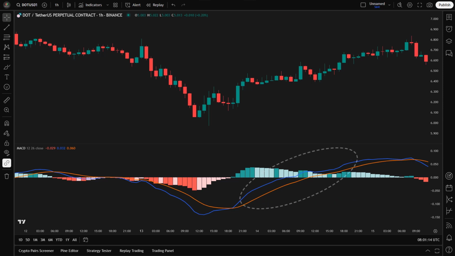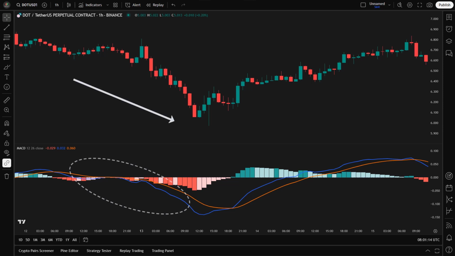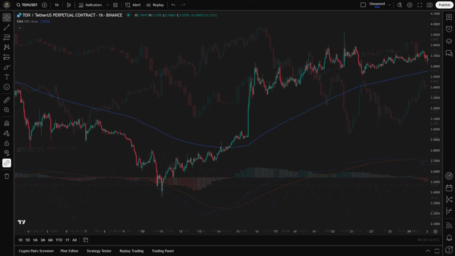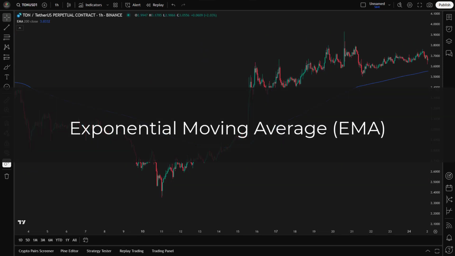When the MACD line is above the signal line, it suggests that momentum is shifting to the upside, indicating a potential uptrend. On the other hand, when the MACD line is below the signal line, it may indicate that the market is losing momentum or heading into a downtrend. This comparison technique is simple yet powerful and is often used to confirm the direction of price movements or filter out false trends.